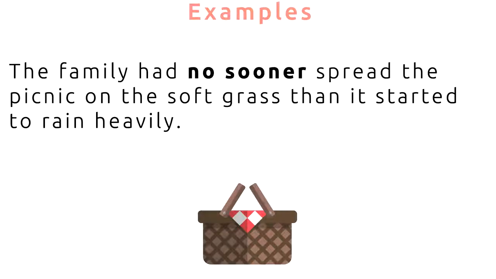So always think about the two events that are happening. The first one, they put the picnic out on the grass. And the second event was that it rained. So we used no sooner to say just after we spread the picnic out, it started to rain. So we're saying the two events happened very, very close together.